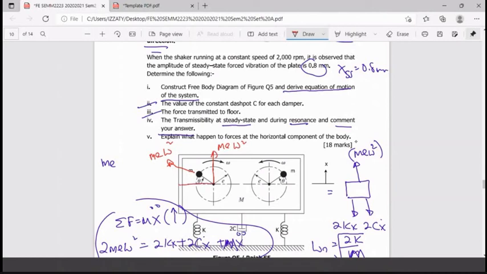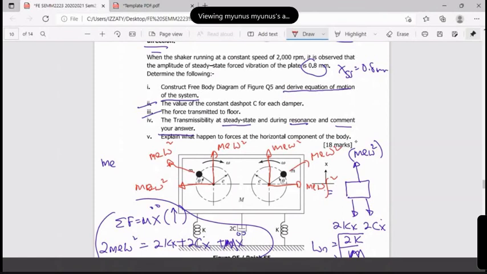This one you have ME, same thing, omega square, right? So same thing here, you have ME omega square. You have also here ME omega square. So now tell me, what happened to the horizontal force? This one also we have ME omega square. So could anyone tell me what happened to the horizontal force now? Yes, they cancel each other and it will automatically be balanced on the horizontal plane. Thank you for your response.